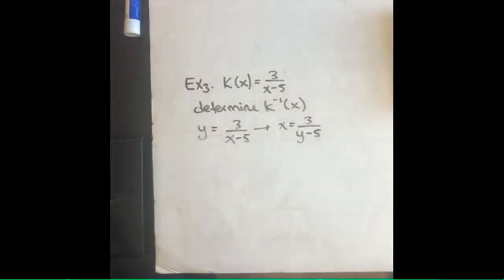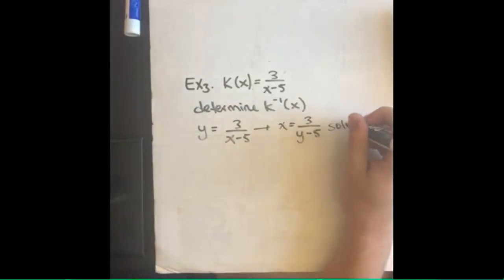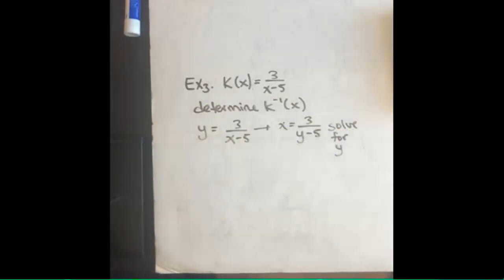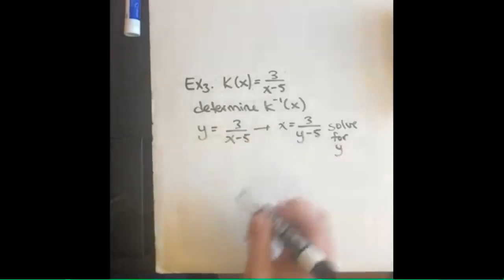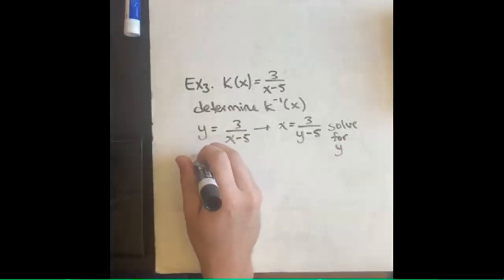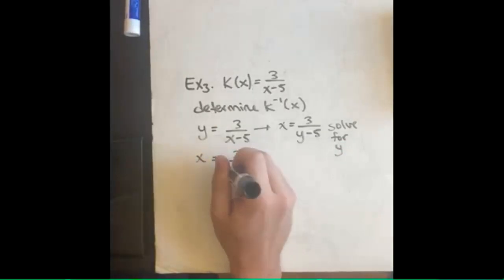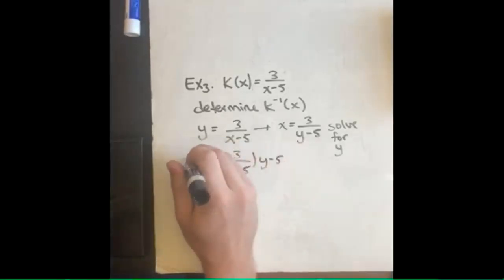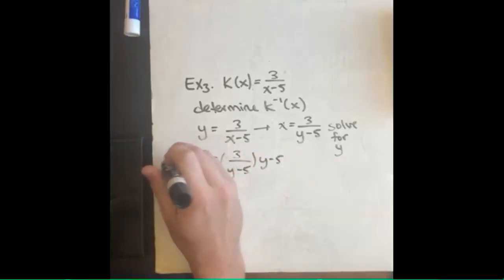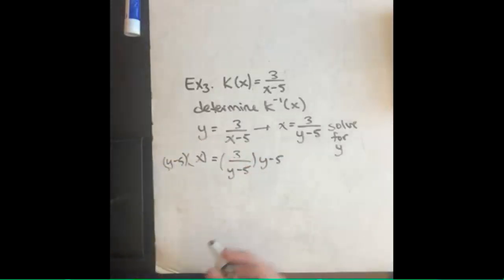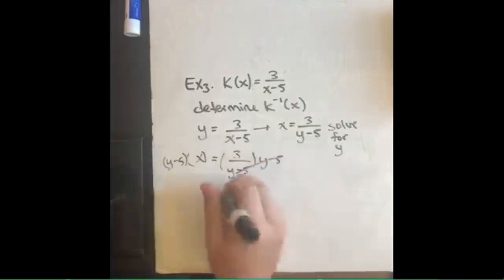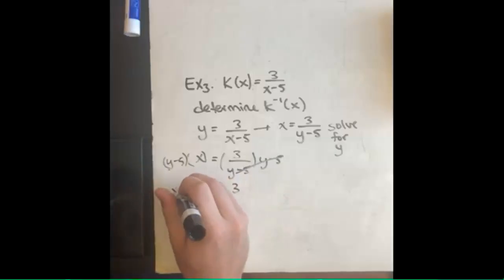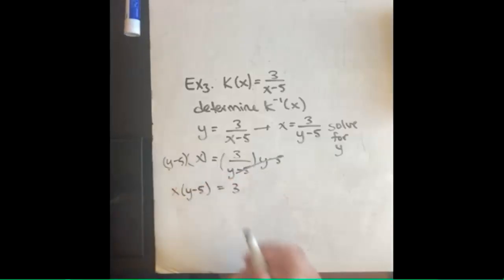And now once we have that, we want to solve for y. Okay, we want to solve for y now at this point. So whenever you have a fraction like this, let's actually just rewrite it out here below so we have a little more room. You don't have to if you have some room on your page, but I'm going to multiply both sides by y minus 5. Okay, that's going to allow me to cancel that out. On the right side, I have 3, and then on the left side, I have x times y minus 5.